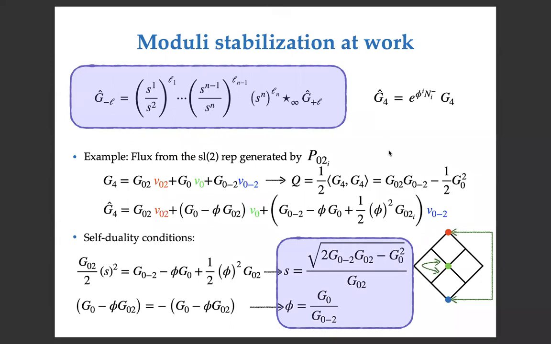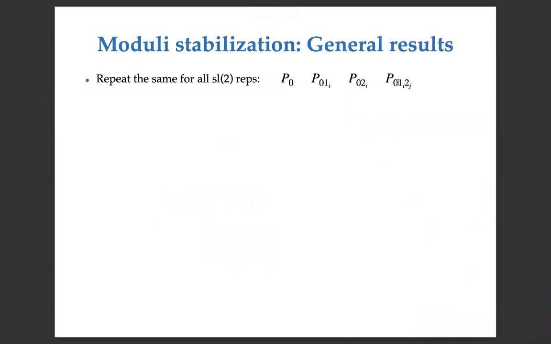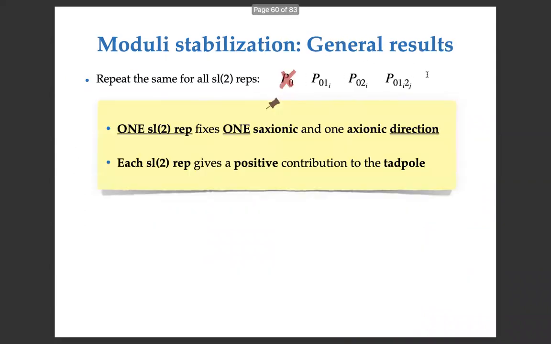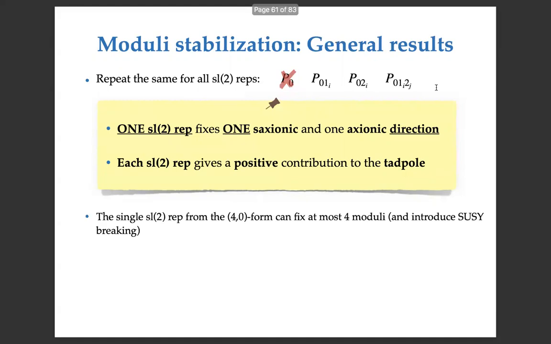So we fix this, but the moral is we have one SL2 representation, we are able to fix one axion and one saxion, and we get at least one positive contribution to the tadpole. We can do this systematically for all the other representations. For this one, we just can't stabilize anything, but for all the other ones, the results are the same. One SL2 representation fixes one saxionic and one axionic direction, and it gives a positive contribution to the tadpole.